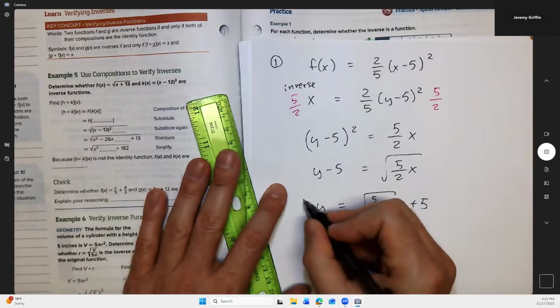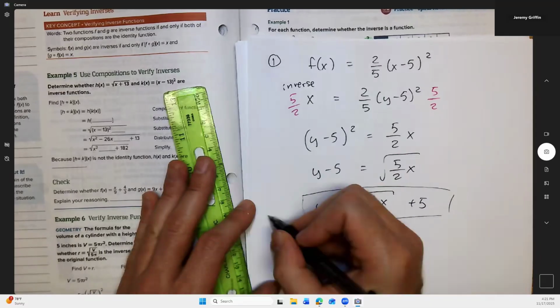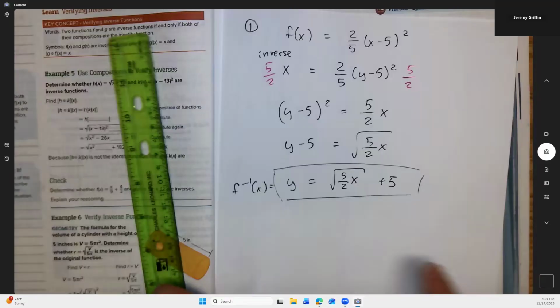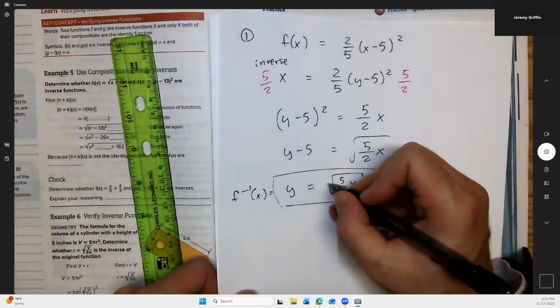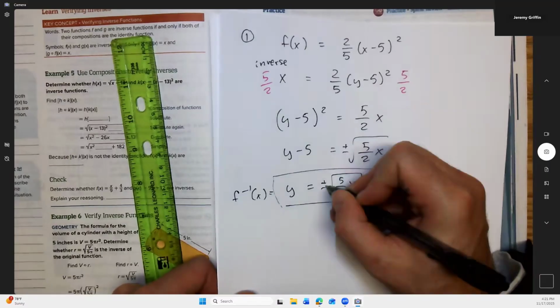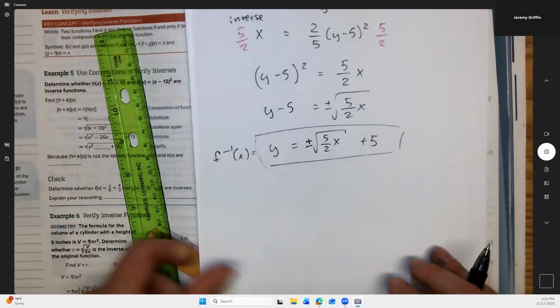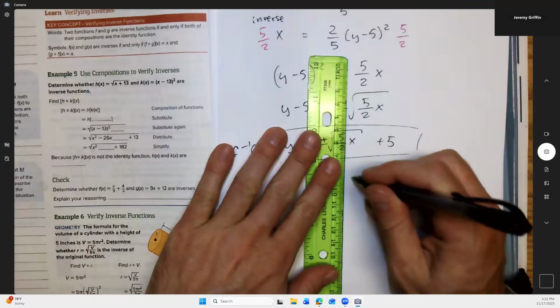Right? So that is the inverse. So I'll call it f inverse of x equals. Now the tricky thing is the square root could be a plus or minus. I should have done that for that set, plus or minus. Which is going to make it fail the vertical line test. So I'll show you guys that that's true.